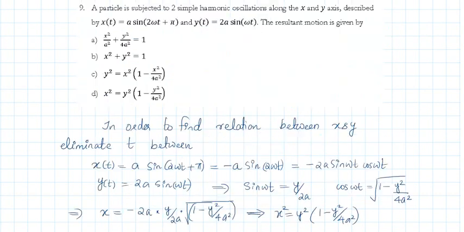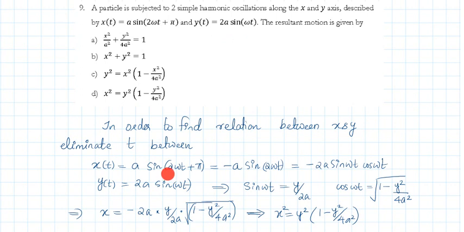Okay. Then the next question is, a particle is subjected to two simple harmonic oscillations along the x and y axis described by x of t equal to a sine omega t plus a sine 2 omega t plus pi, y of t equal to 2a sine omega t. The resultant motion is given by. All the options are relations connecting x and y. So the idea is to eliminate t between these two. X is given as a function of t, y is given as a function of t. So the idea is simply eliminating t between these two values.